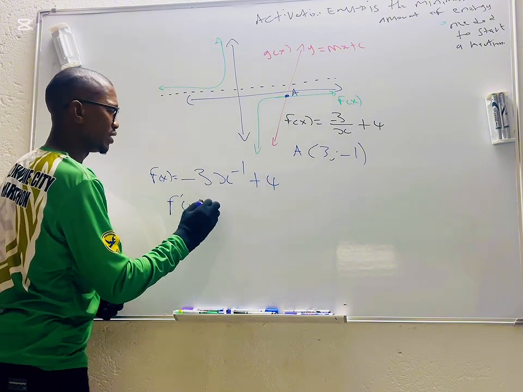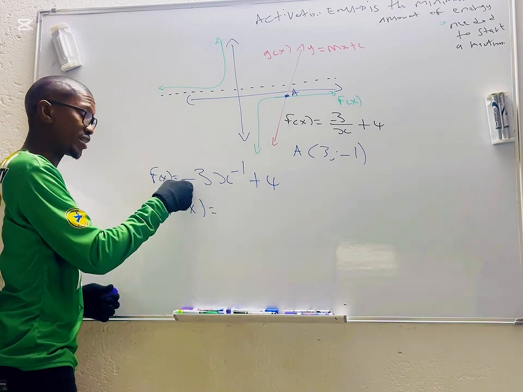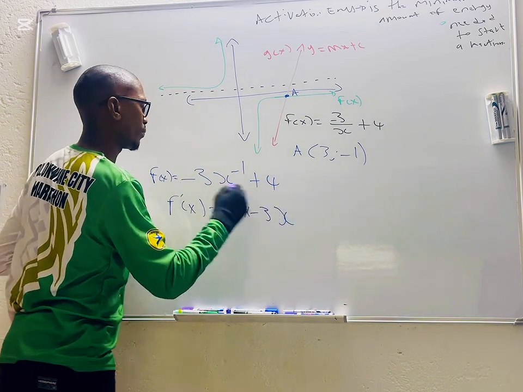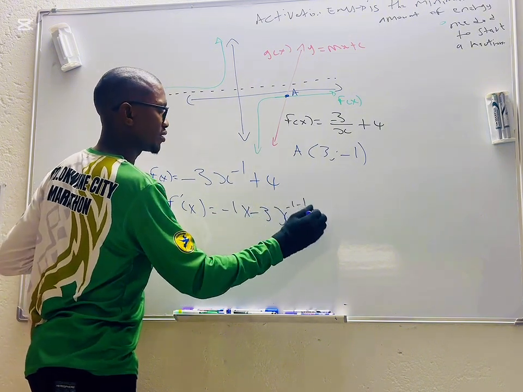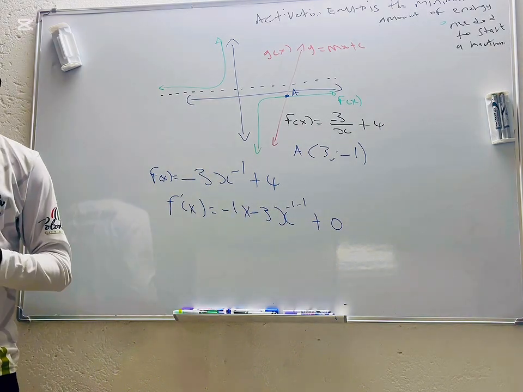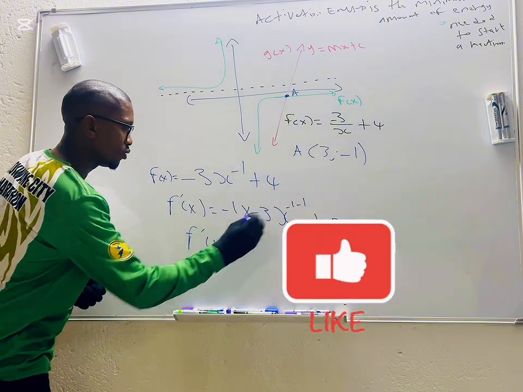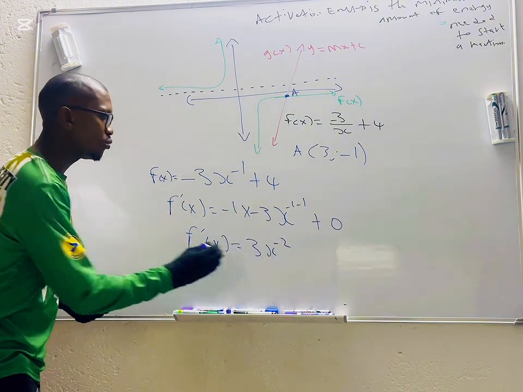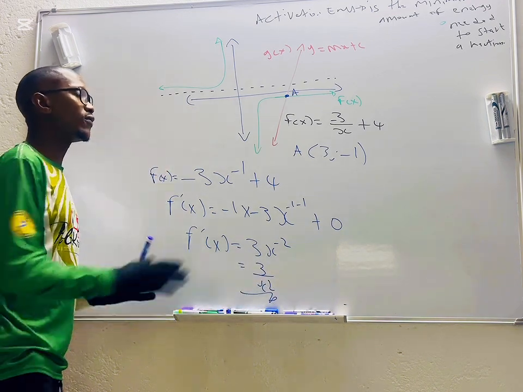I'm going to have positive because now I'm going to have negative times positive. Negative times negative is positive, meaning negative 1 times negative 3 x to the power minus 1 plus 0. The derivative of a constant number is always what? 0. So the derivative equals 3x to the power minus 2, you know, 3 over x squared. You are done. That is the derivative of f of x.